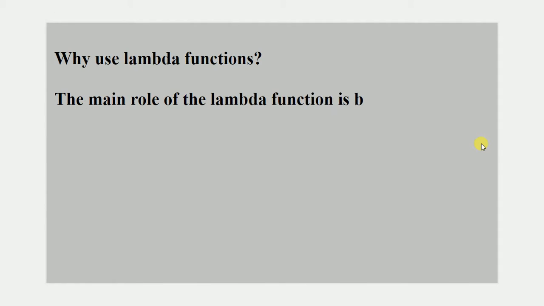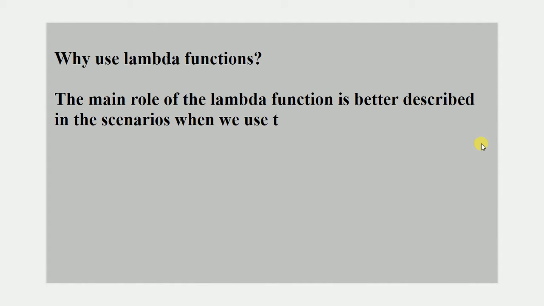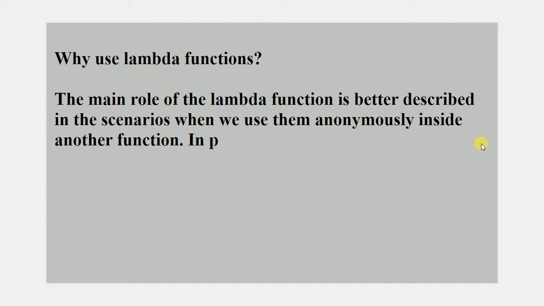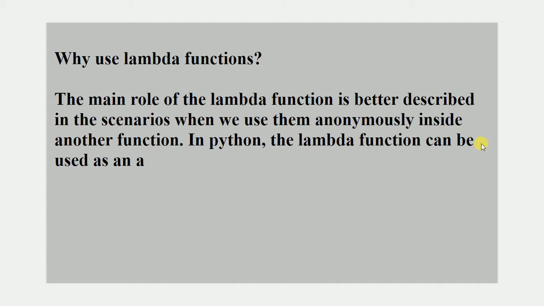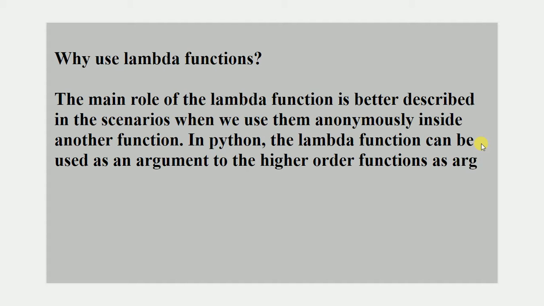Why use lambda functions? The main role of the lambda function is better described in scenarios where we use them anonymously inside another function. So when we use it in functions, then you can easily understand what lambda functions actually are. In Python, lambda functions can be used as arguments to higher order functions. So basically, as we know, a lambda function is only a single line expression. We can't use a lambda function for multiple line operations.